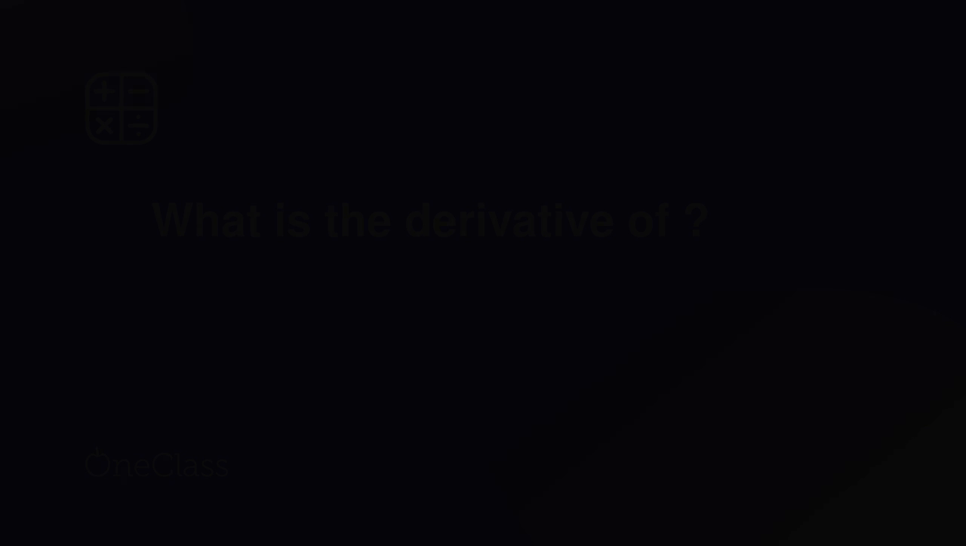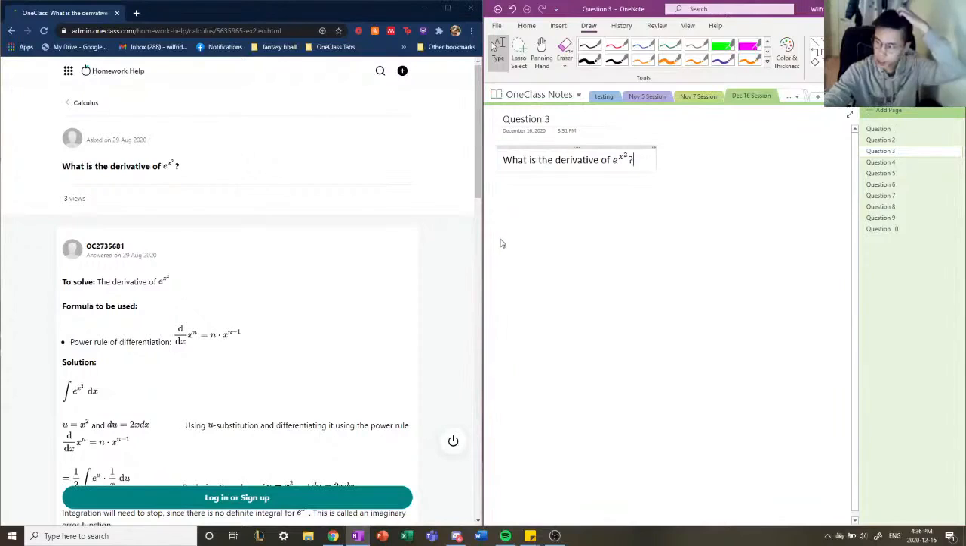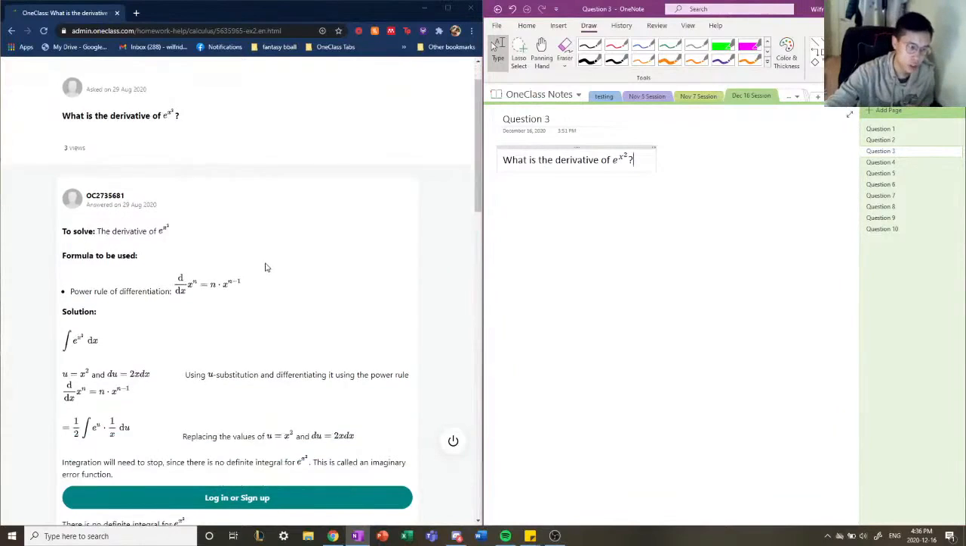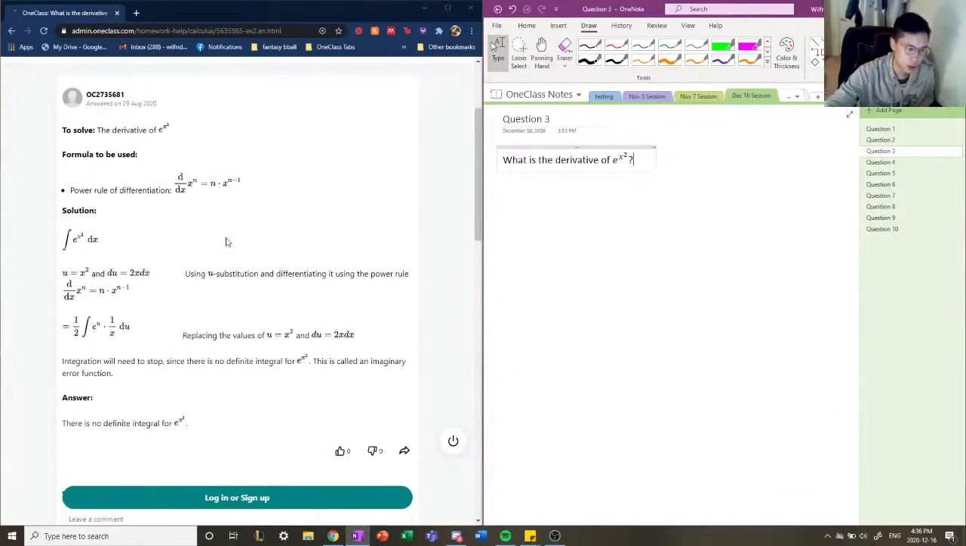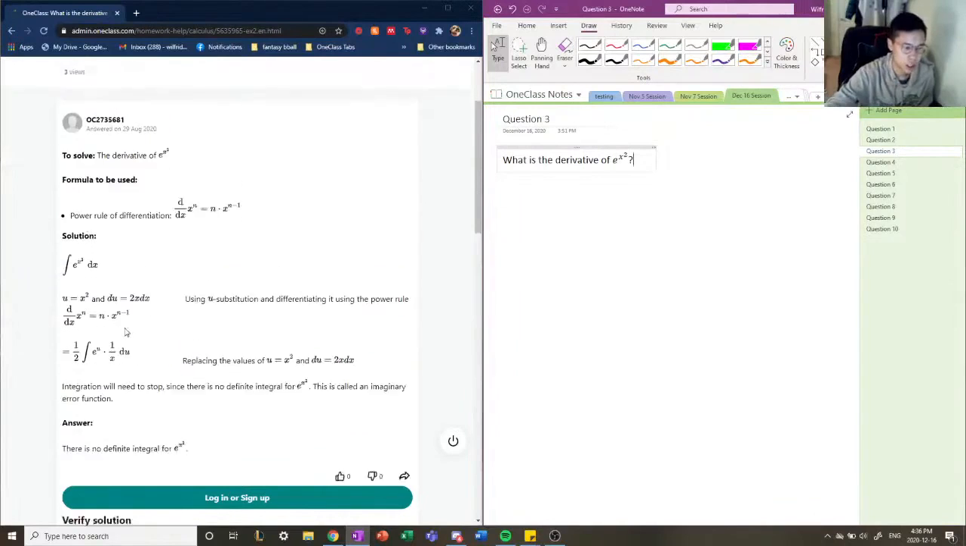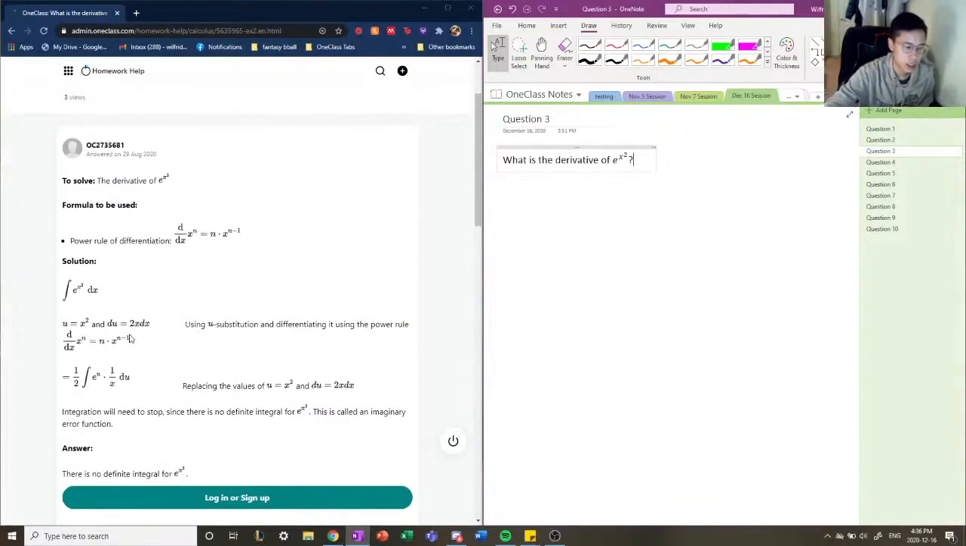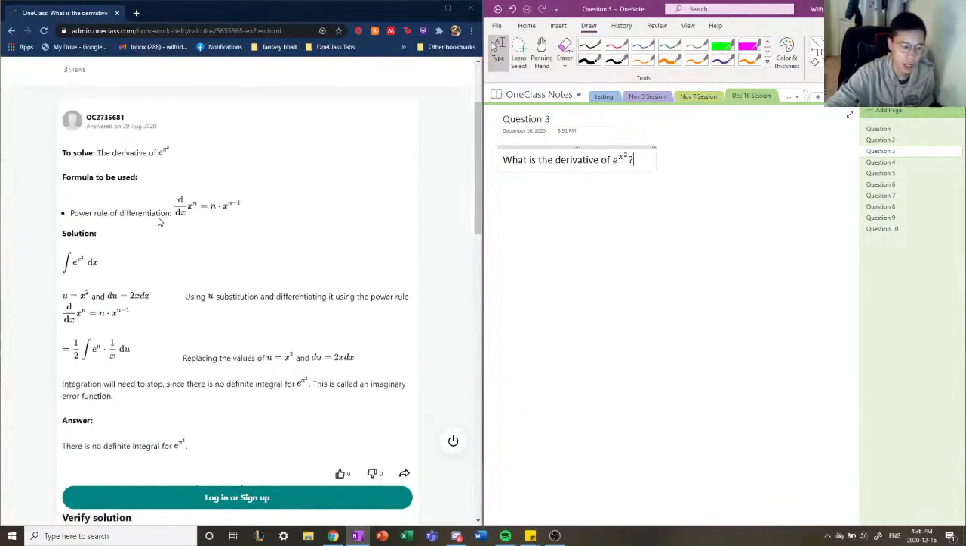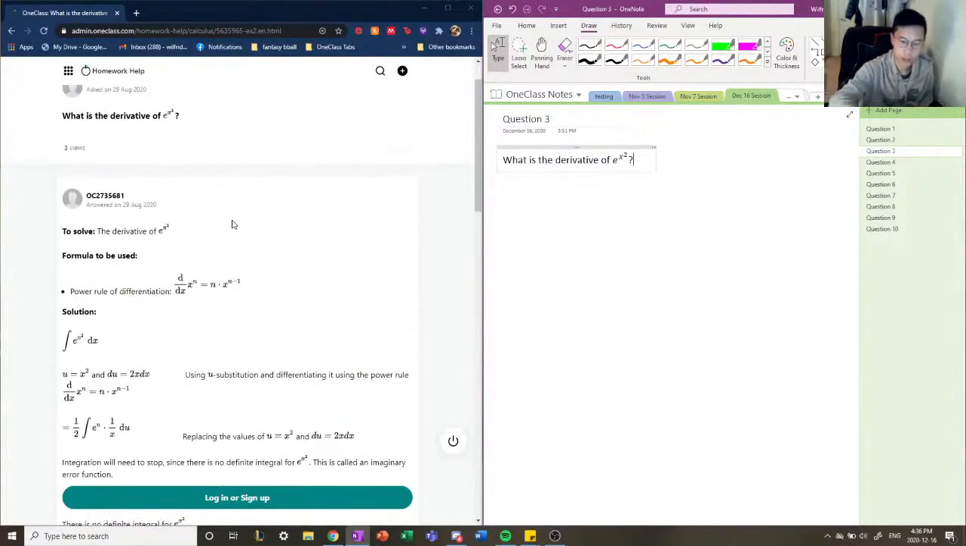All right, question number 3 reads, what is the derivative of e to the power of x squared? All right, so the junior tutor actually did this entirely wrong. They first showed us the power rule of differentiation, which is actually used for this solution, but then they went along to try to solve the integral of e^(x squared), which is not what the question asked. So I'm just going to solve the derivative for this function, okay?